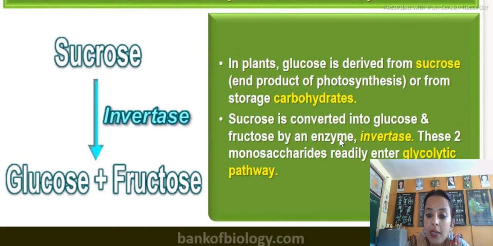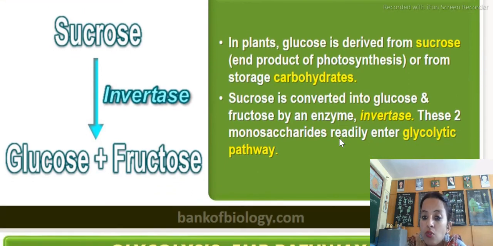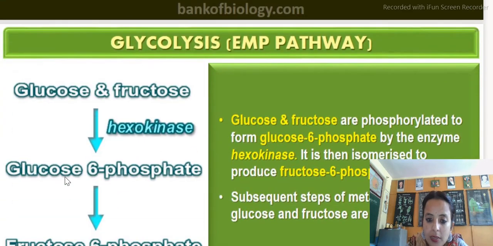So students, what happened here? In plants, glucose is derived from sucrose. Sucrose is the end product of photosynthesis, or it can be stored in the form of starch. After that, sucrose is converted into glucose and fructose with the help of the enzyme invertase. What are these glucose and fructose? These are monosaccharides. What does it mean? It means that they are formed of only one carbohydrate unit. Sucrose is a disaccharide. It is formed of two molecules of sugar, whereas when it is attacked by invertase, it breaks down into glucose and fructose.